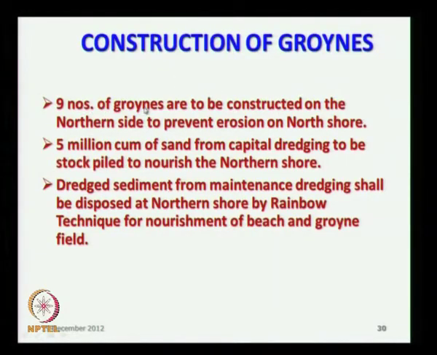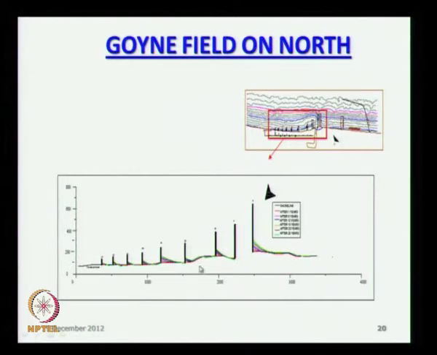And to keep the artificially nourished sand in place we were planning about 9 groins. Now we have increased it to 11, and about 5 million cubic meter will be nourished on the northern side as a stockpile. Further, when you do the maintenance dredging, we will use the rainbow technique to place it on the northern side. This shows the photograph of the groins on the northern side: your southern breakwater and the intermediate breakwater. This is the groin field on the northern side. You can see the groins here, and this is called a transition groin.